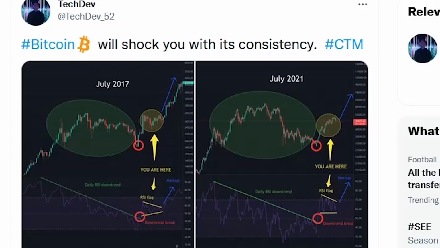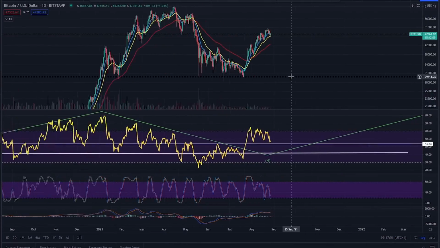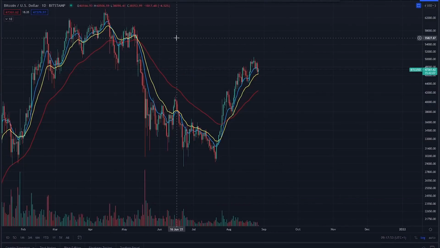Okay, so break resistance, back test as support, continuation. Lose support, back test as resistance, continuation to the downside. It really is that simple. It's simple. Support and resistance. Okay, don't overcomplicate things. So right now we'll take a look at the Bitcoin chart on the daily just there.